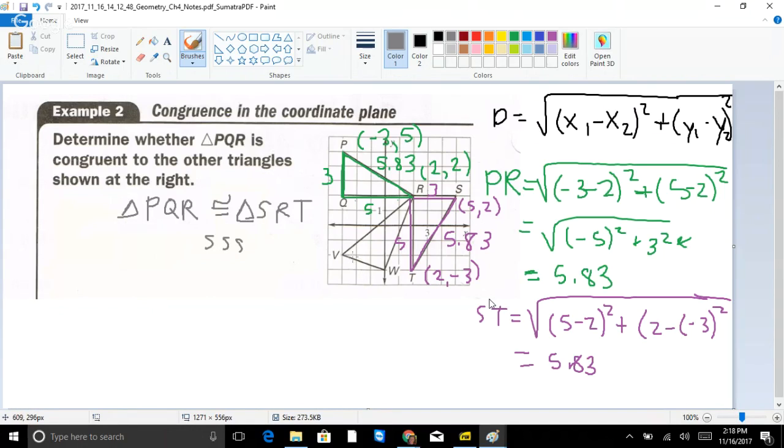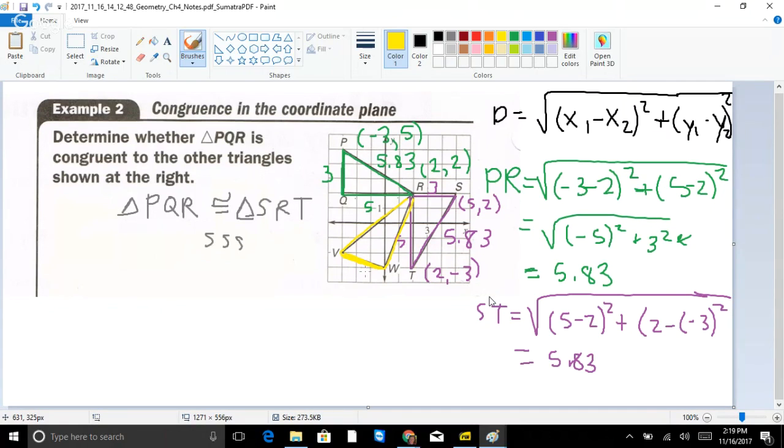All right, what about VWR? Is that congruent to these other two? Well, we have to find the length of the sides. Oh man, they didn't give us any sides. We have to use the distance formula for all of this. So let's find the distance between V and W down here. W is at 0, -3. And V is at -3, -2.